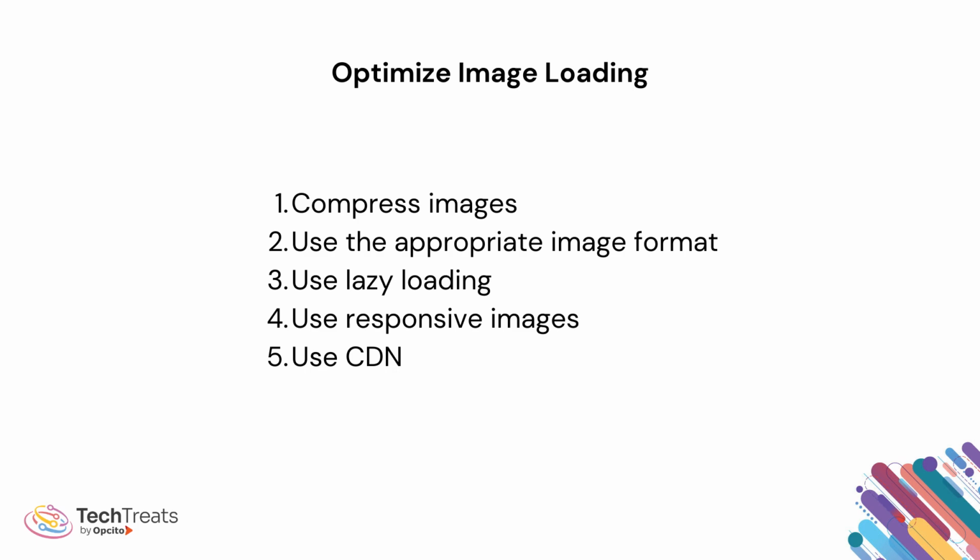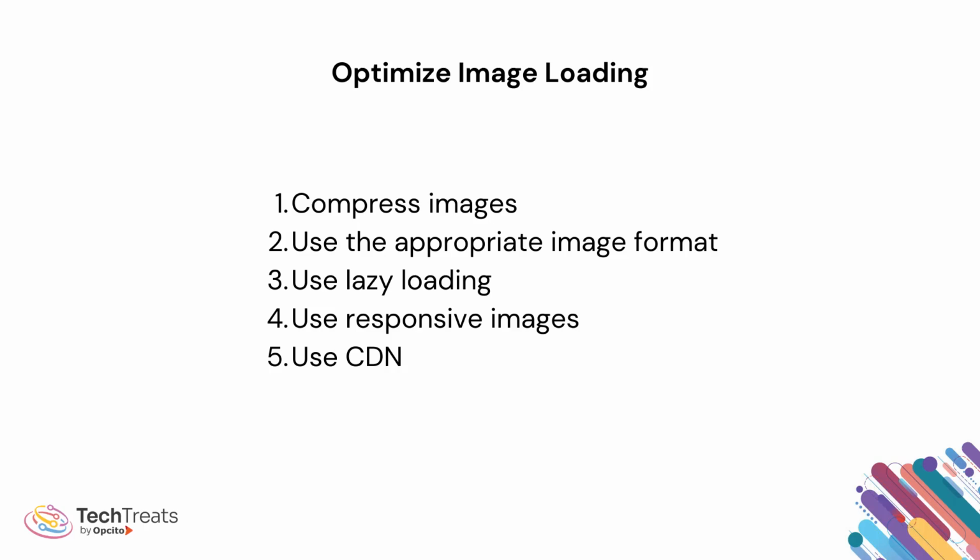Like compress images. Compressing your images can significantly reduce their file size, making them faster to load. You can use online tools or image optimization libraries like ImageMin to compress your images. Second one, use the appropriate image format. Different image formats have different file sizes and loading times. For example, JPEGs are good for photographs while PNGs are suitable for graphics with transparent backgrounds. Choose the appropriate image format for the type of image you are using.